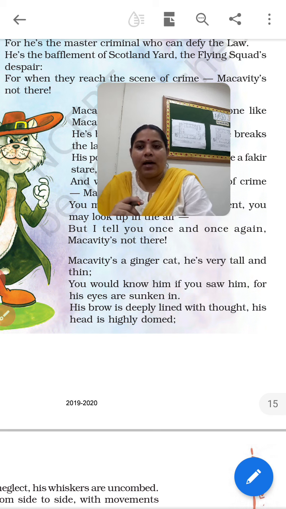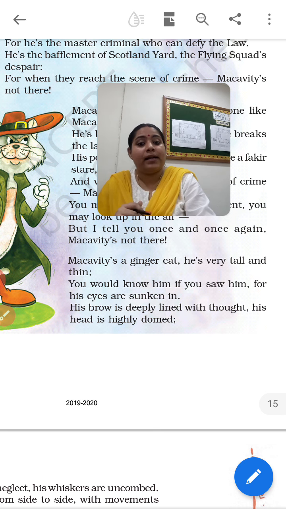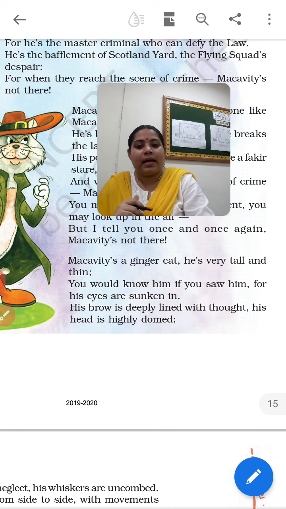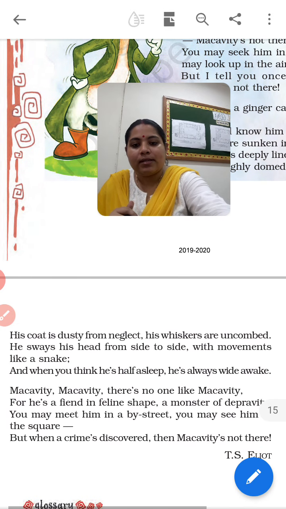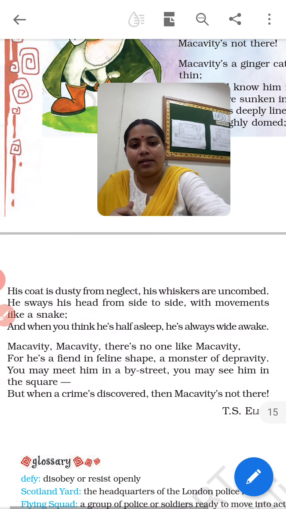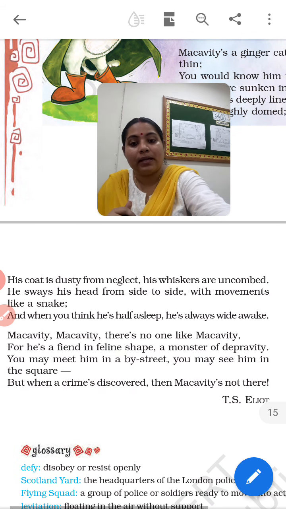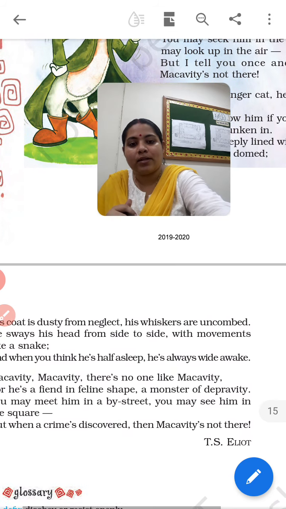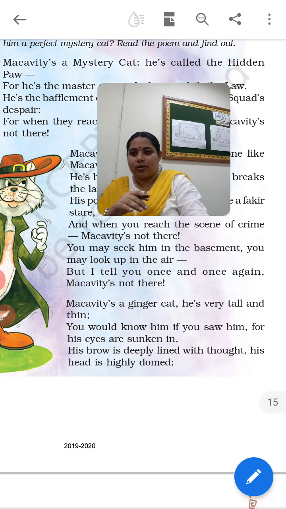And what he says, Macavity is a ginger cat. He is very tall and thin. You would know him if you saw him, for his eyes are sunken in, his brow is deeply lined with thought, his head is highly domed. Then, his coat is dusty from neglect, his whiskers are uncombed. He sways his head from side to side with movements like a snake, and when you think he is half asleep, he is always wide awake. Okay? Then, how Macavity looks.